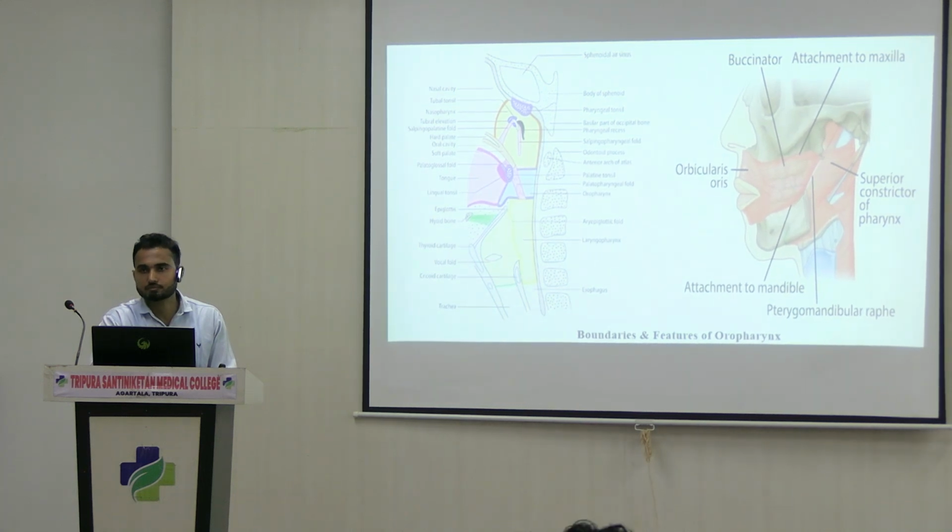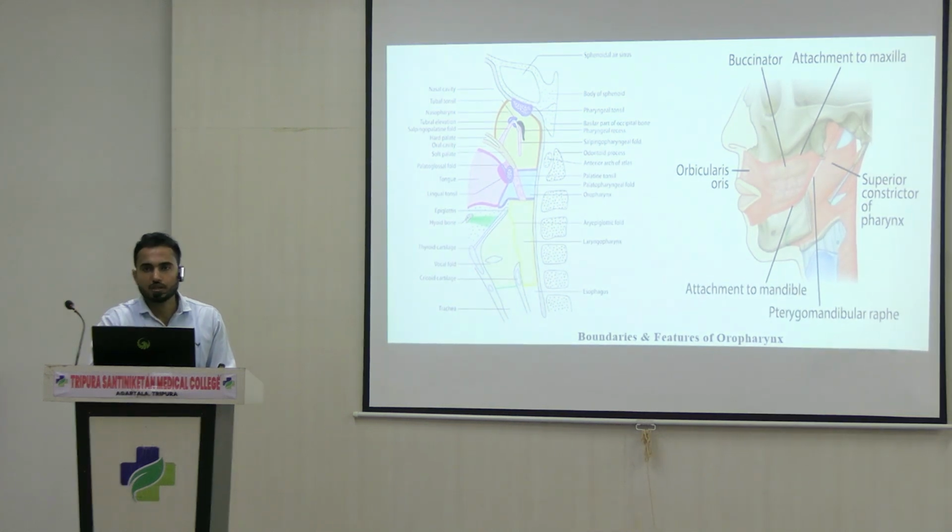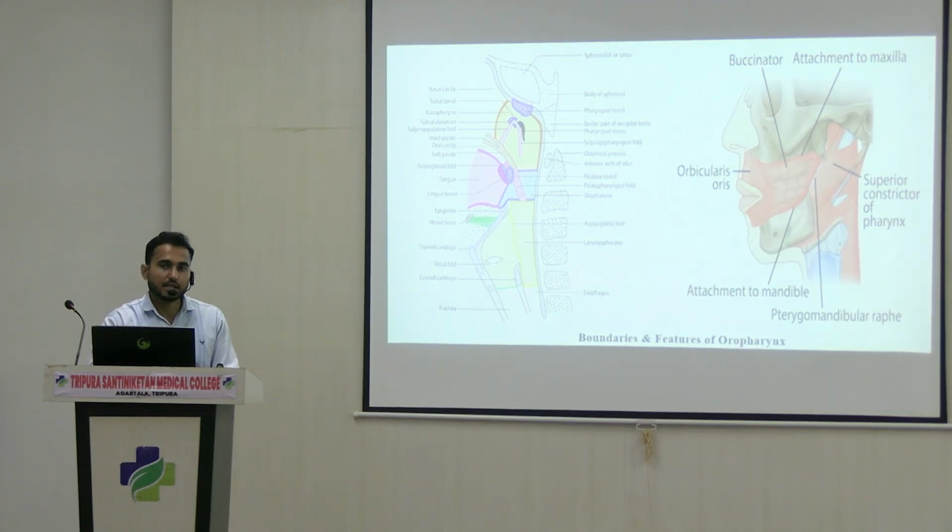What is that? These are nothing but the glossoepiglottic folds, and in between them, so two glossoepiglottic folds are there. In between the glossoepiglottic folds, a depression is present that is called as valvula. Right? So those are the important features present on the anterior aspect of the oropharynx.